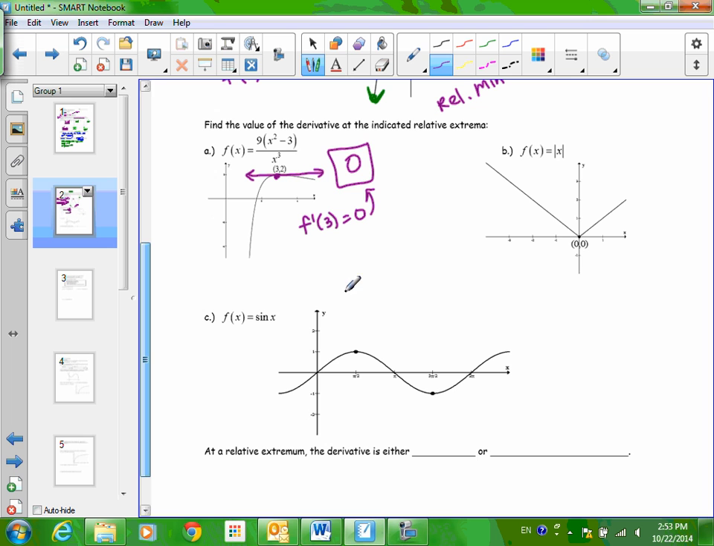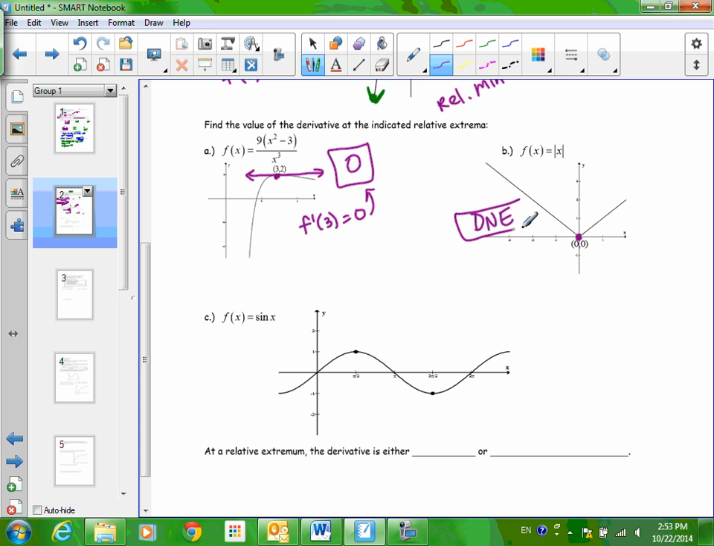Let's see if B is going to throw a kink into things. Look at B. This is absolute value. You knew what this graph looked like, which is good because you don't even know how to take the derivative of that by hand. What is the derivative or the slope at that? Why does it not exist?